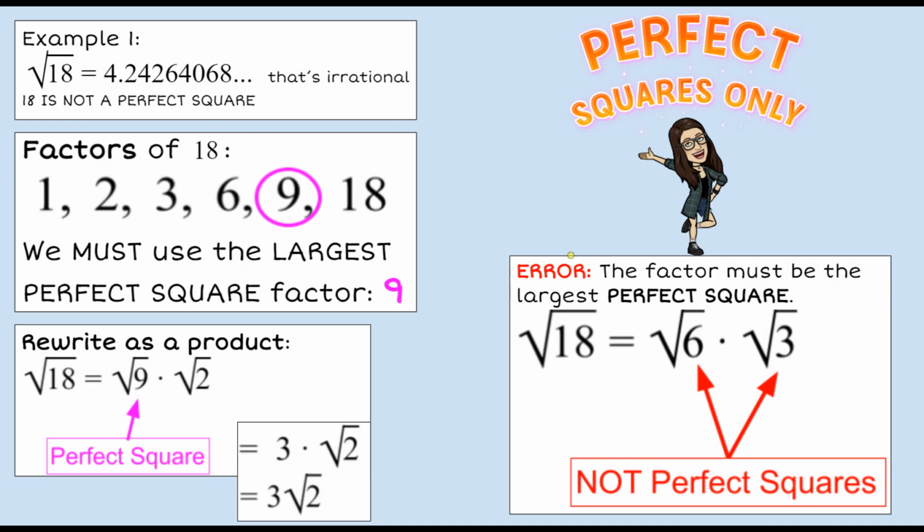A common error that I see is that students will just pick any factors of 18. We can only use the largest perfect square. So something like square root 6 times square root 3 would not help you whatsoever because neither of those numbers are perfect squares.